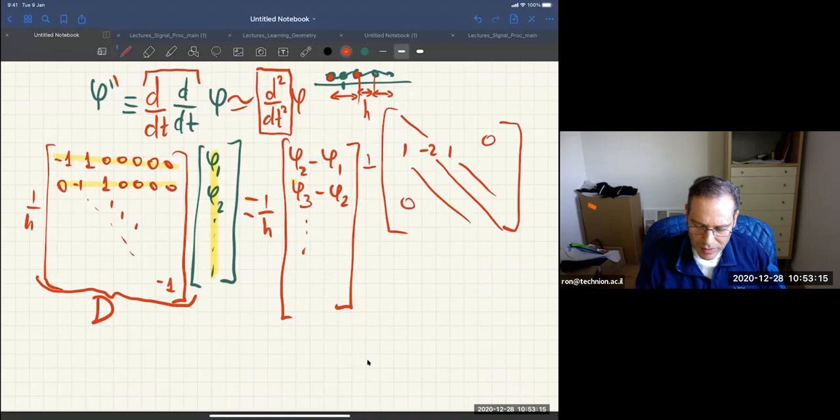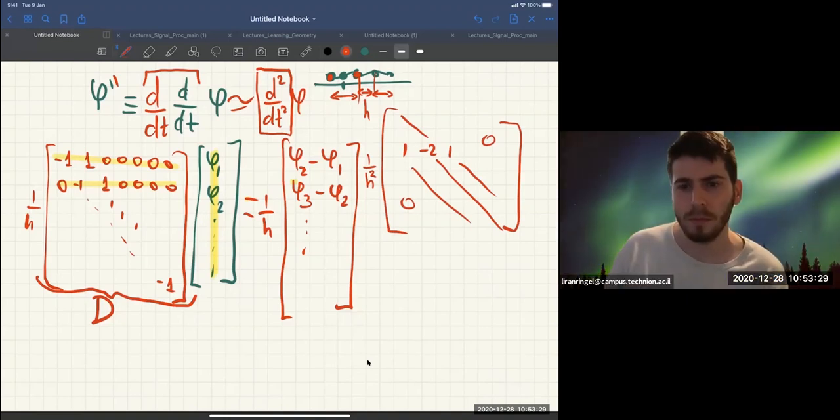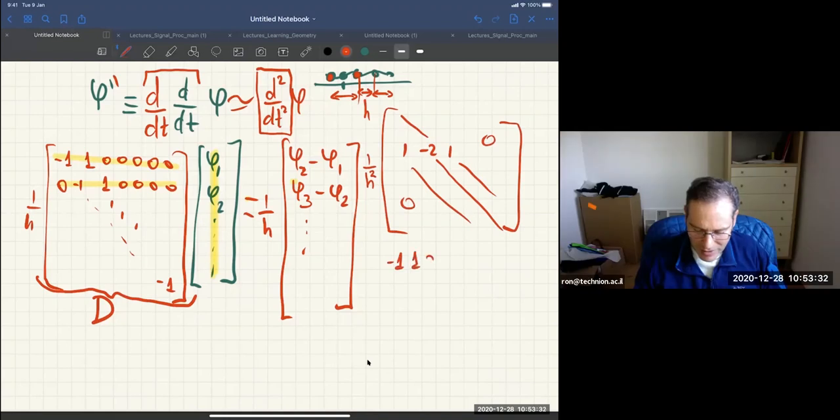And you could put one over h squared here. I mean, it would be this signal, minus one, one, zero, zero, zero, convolved by this signal, minus one, one, zero, zero, zero. Okay, this is the first derivative that I apply with the second derivative.